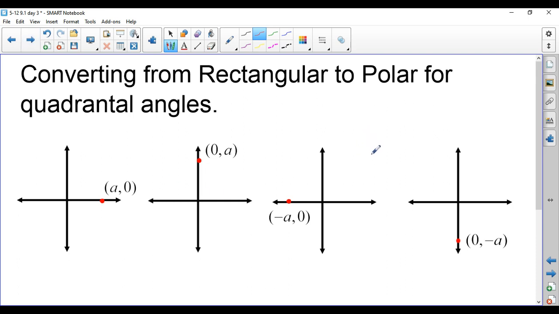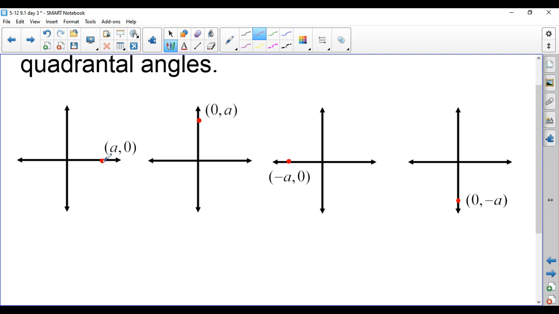We're going to start going from rectangular to polar today and then do more of that tomorrow. So here we're just going to look at the quadrantal angles. These are points where I'm giving you the x and y coordinates. This point has a positive a value and then a y coordinate of 0. Here, when I'm on the positive y-axis, the x is 0 and the y is a positive number. Here I have x is a negative number and y is 0, and down here x is 0 and y is a negative number.